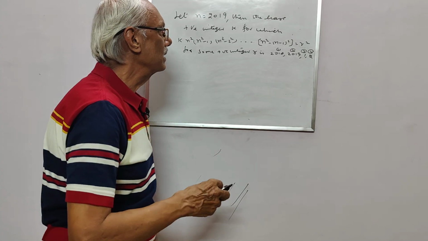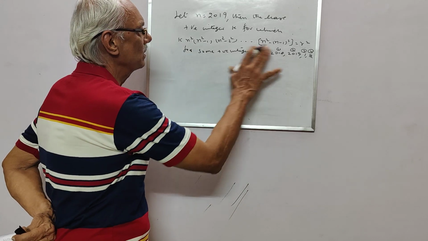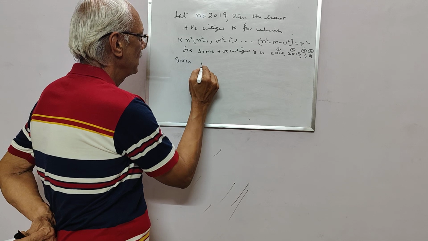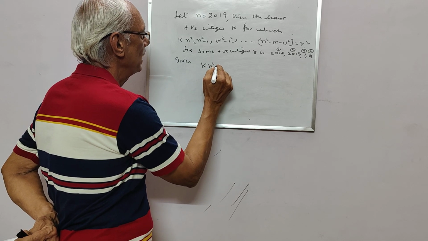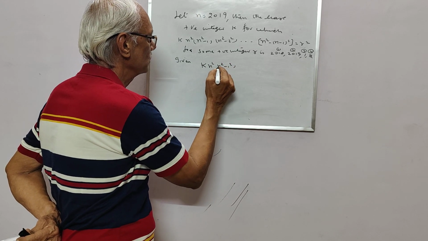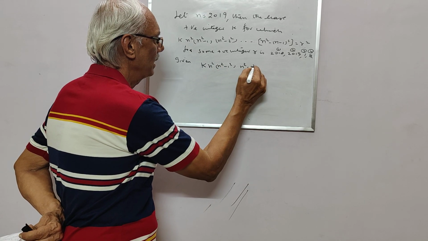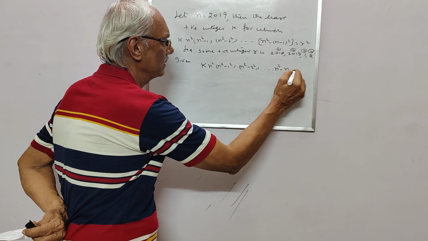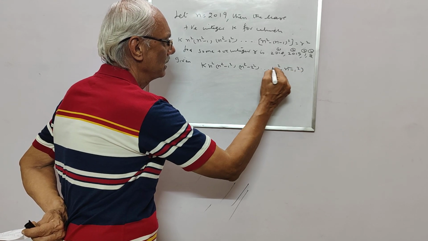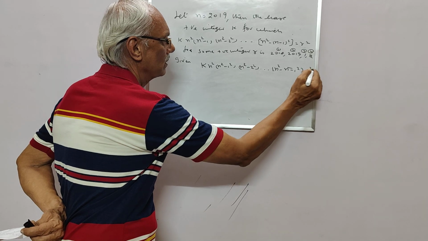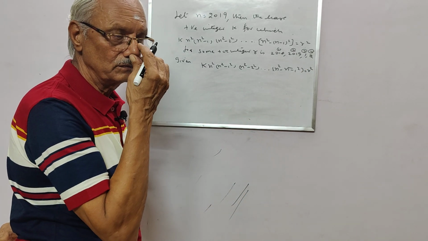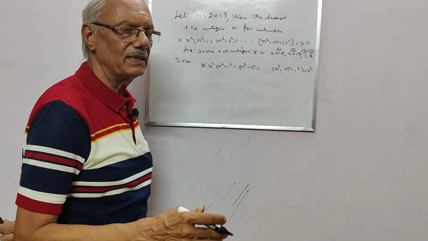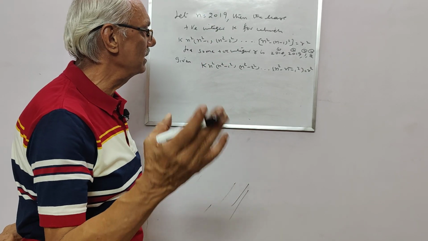You see that here it is given: k into n squared minus 1 squared, n squared minus 2 squared, dot dot dot, up to n squared minus n minus 1 whole squared, is equal to r square. This is what is given, and of course the n value is given to be 2019. Let us not bother about that, any number let it be there.